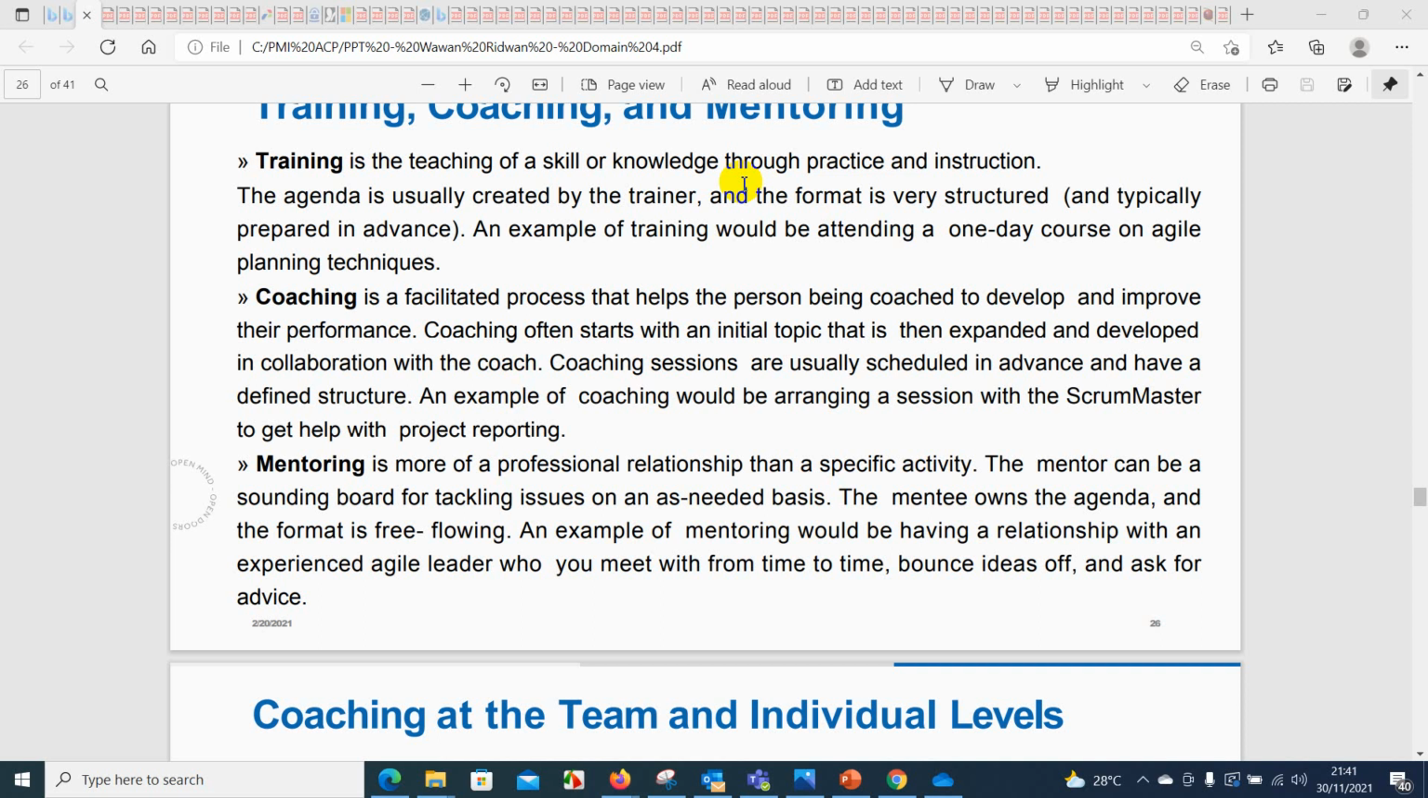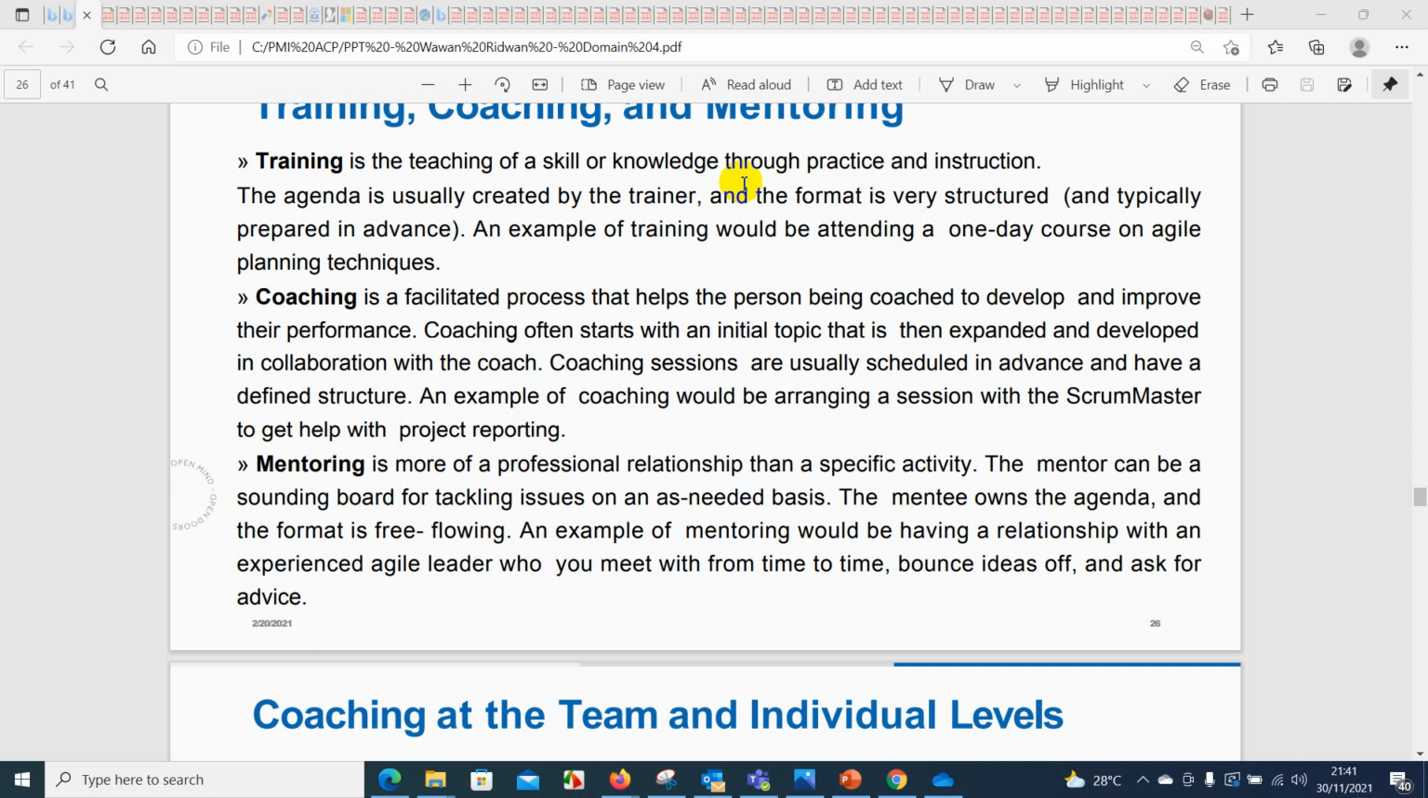Coaching is a facilitated process that helps the person being coached to develop and improve their performance. Coaching often starts with an initial topic that is then expanded and developed in collaboration with the coach. Coaching sessions are usually scheduled in advance and have a defined structure. An example of coaching would be arranging a session with the Scrum Master to get help with project reporting.